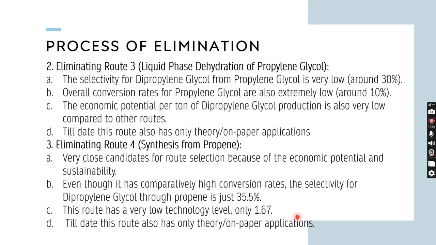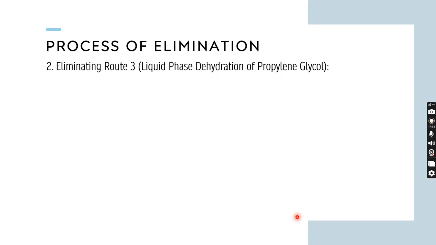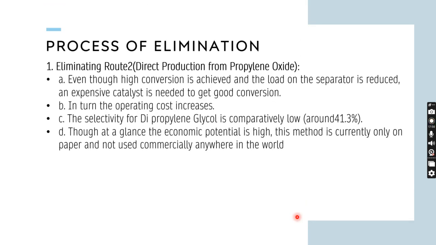So now we have eliminated three routes: route 3, route 4, and route 2. So we are just left with route 1 and 5. In the next video of the selection, we will discuss route 1 and 5 and select one of them. Till now, hope you have understood.